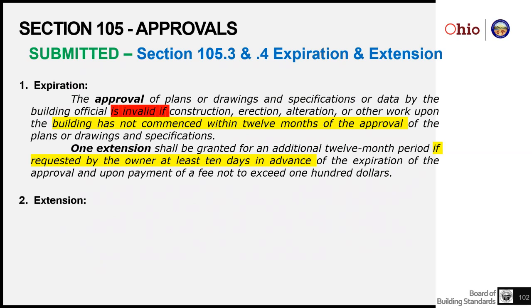So the owner gets the license to start construction. If he doesn't start in 12 months, that approval is invalid. He has to start the process over. He can do one extension of that approval if he notifies the building department before it expires that he needs an extension.